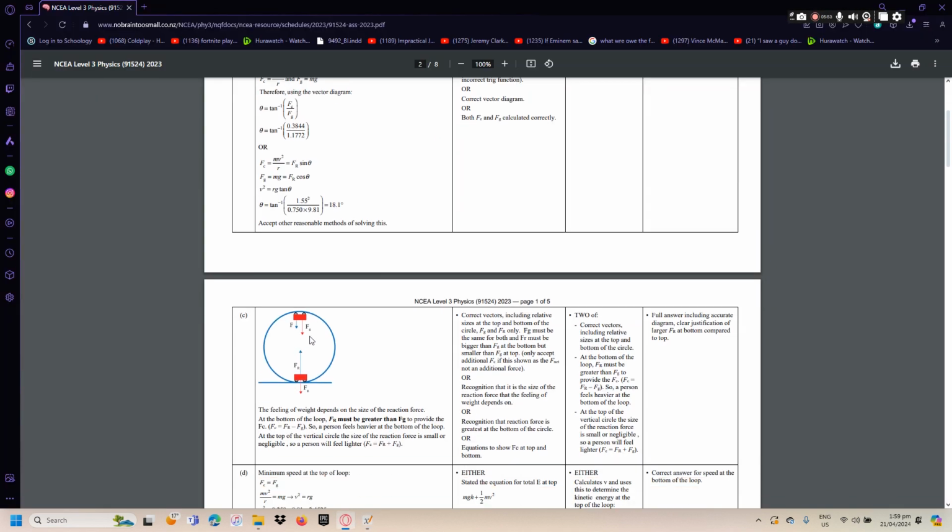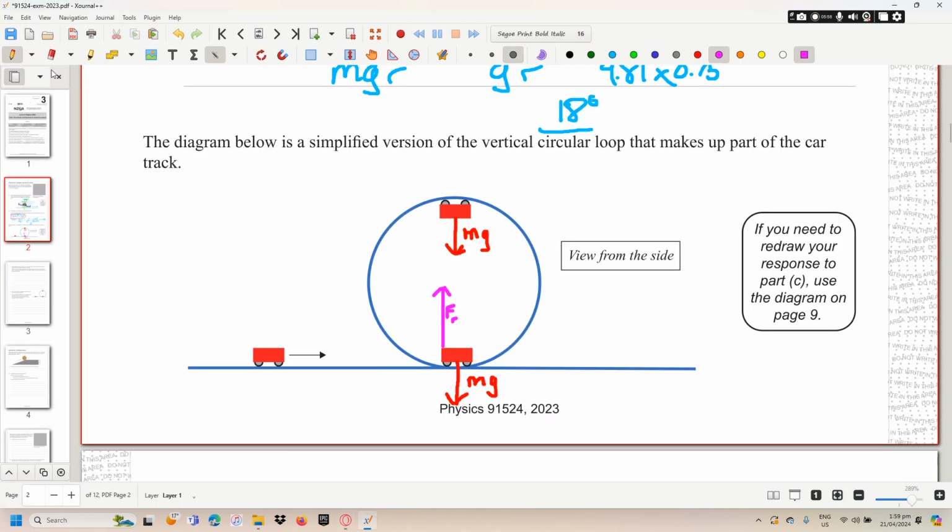Well, it doesn't have to be 0, but it's less than the gravity force. You'll see this little arrow here. If the car is going at the minimum speed possible, it's 0, but it doesn't say it is, so you would just put a smaller arrow.